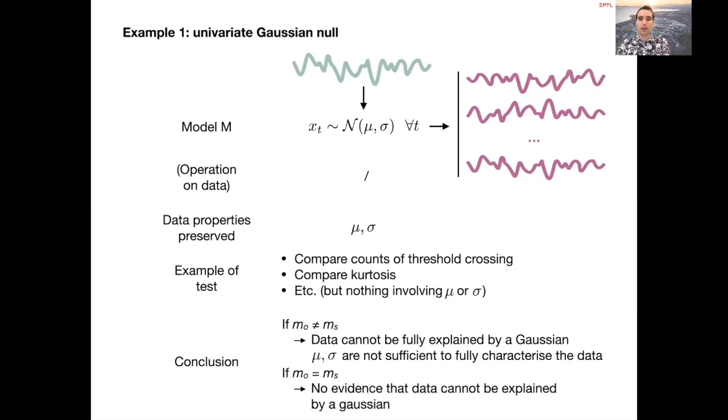If, on the contrary, MO is equal to MS, then there is no evidence that the data cannot be explained by a univariate Gaussian distribution. So I hope this example is quite clear. It's the simplest example we'll have in the course. And let's now move to another case, which is related, but not doing exactly the same thing.